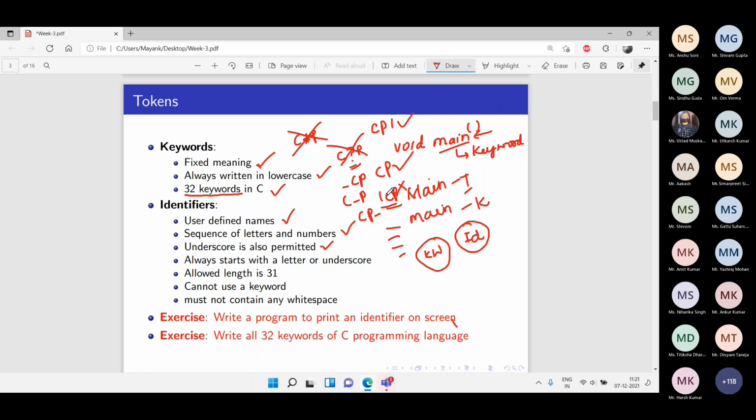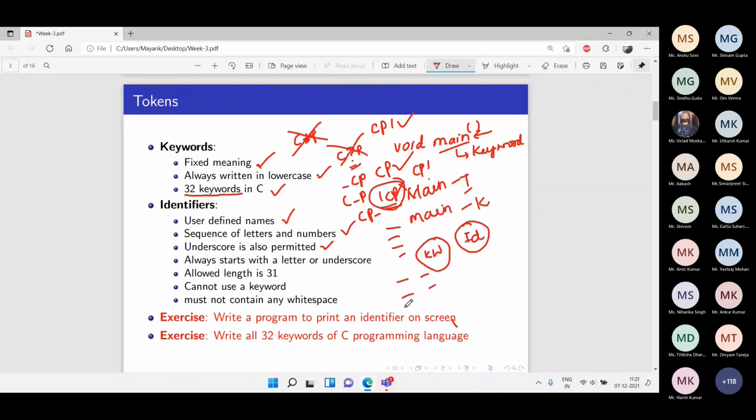So the program will look very fine. Those who forget this step should remember that when you run the program with a correct identifier like CP1, there will be an output which is available in one of the options A, B, C, D.